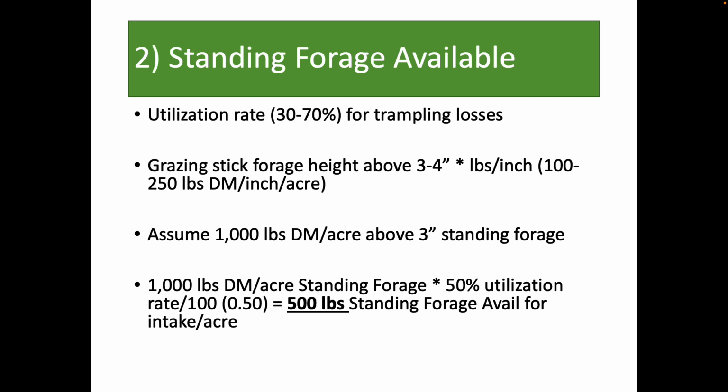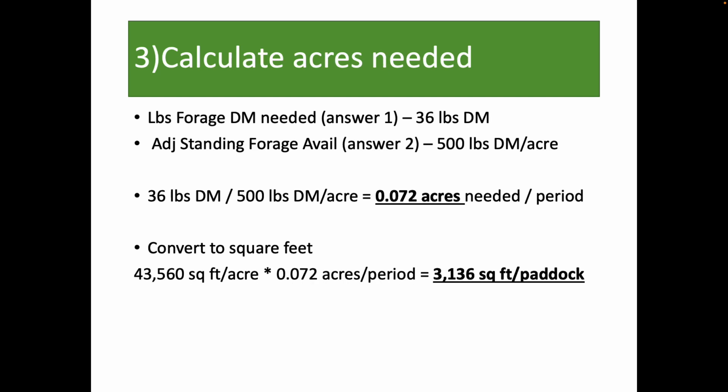So if we've got our utilization rate, 30 to 70% for trampling losses, and our grazing stick forage height, that height above 3 to 4 inches, that's going to be about 100 to 250 pounds of dry matter per inch per acre. So we can assume 1,000 pounds of dry matter per acre above that 3-inch standing forage.